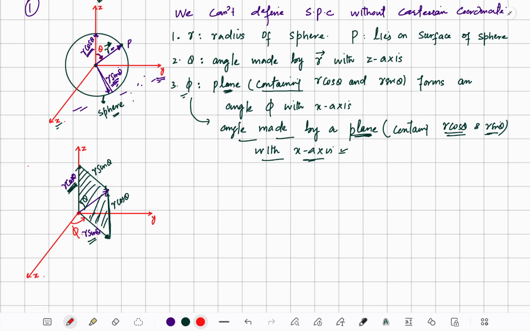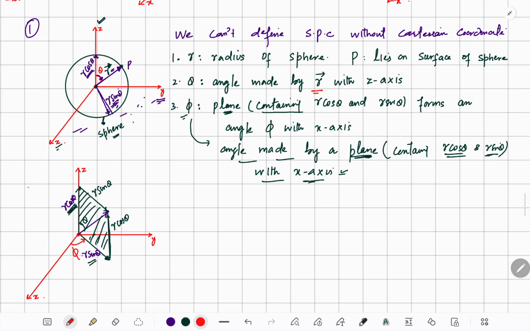Basically, theta is simply the angle made by the r vector with the z-axis. There is no confusion about that. And what is phi? It is the angle made by the plane. Which plane? The plane containing r cos theta and r sin theta. What angle does that plane make with the x-axis?